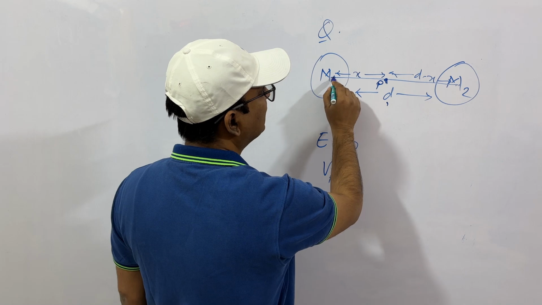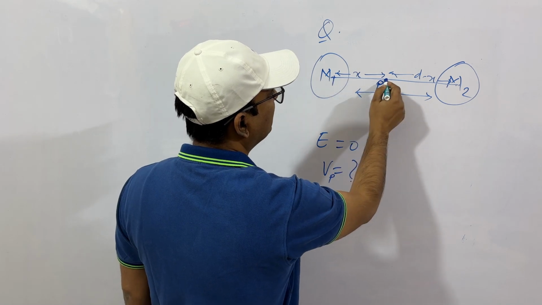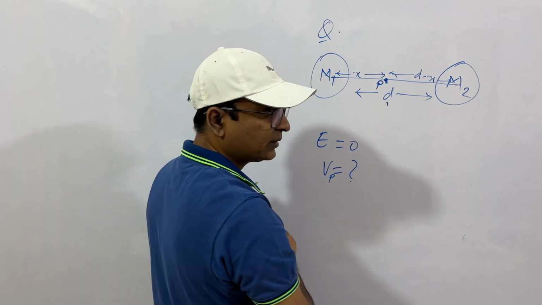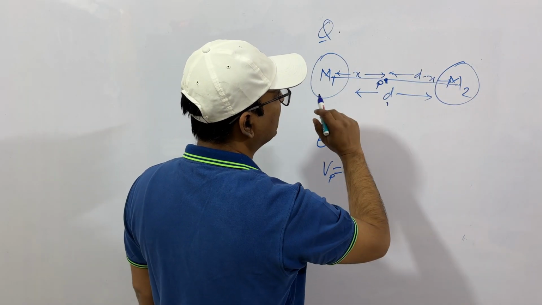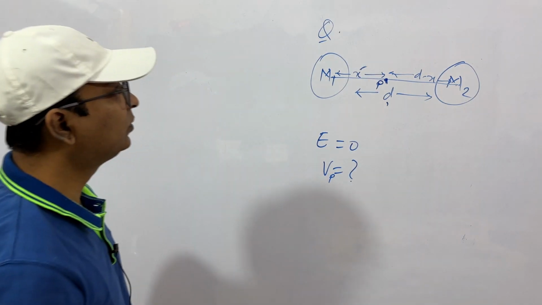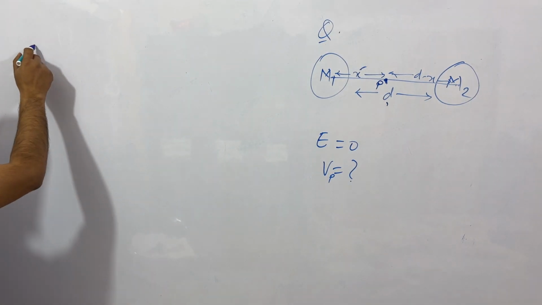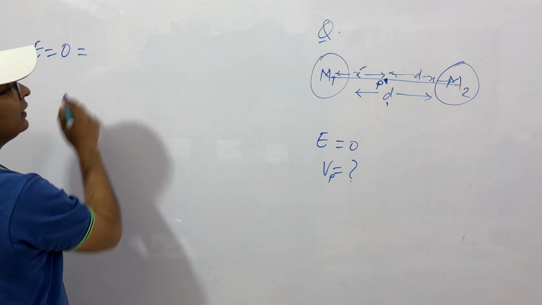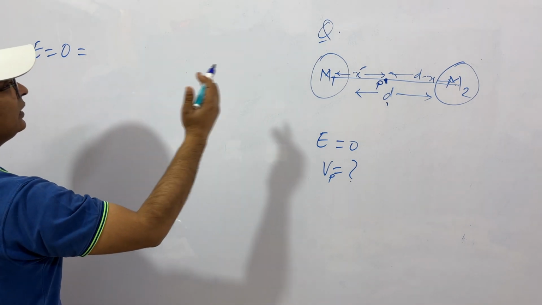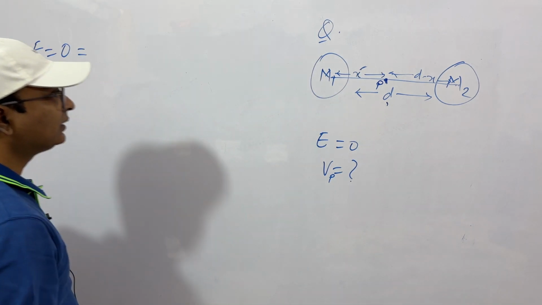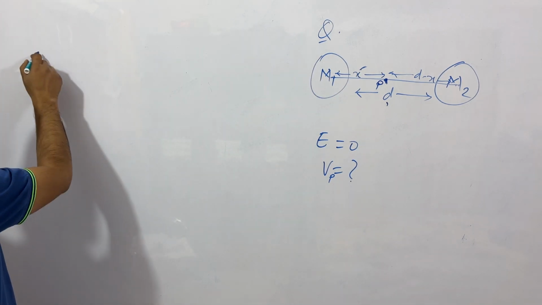d is given, m1, m2, d is given. We have taken this x, that at a distance x from m1, the gravitational field intensity will be 0 because of these two bodies. We have to find what is the potential. So we will have to evaluate or calculate what is x. How will we do that? E at that point is 0. What is the meaning? It means the gravitational field intensity because of m1 will be equal to the gravitational field intensity because of m2.